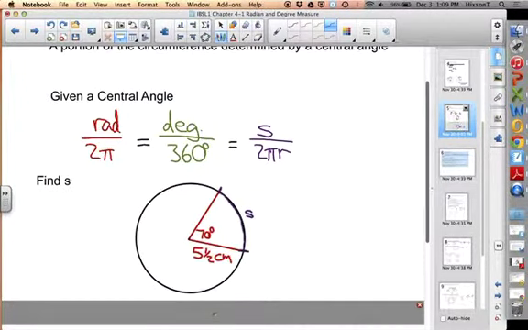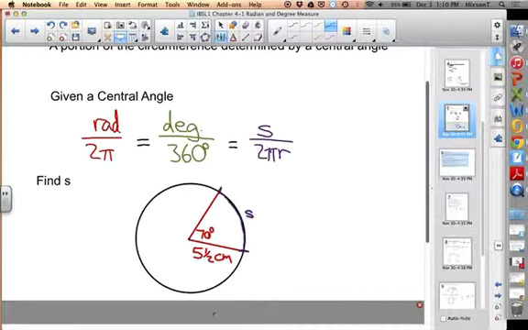A central angle, remember, is an angle formed by two radii, which means its vertex is going to be the center of the circle. You can't find arc length this way unless the vertex is the center of the circle. That's the formula. If we know a central angle and the radius, whether the angle is in radians or in degrees, we can use that to find arc length.